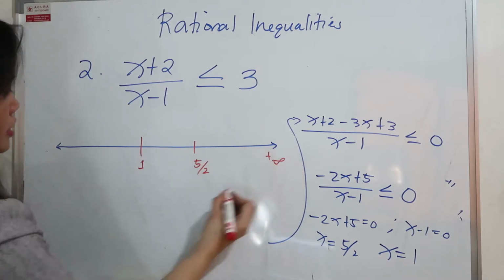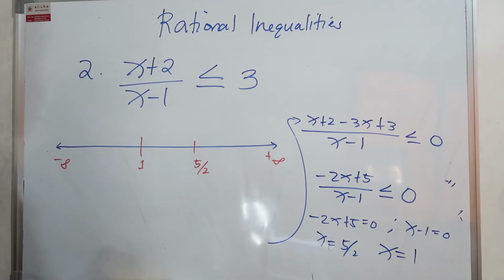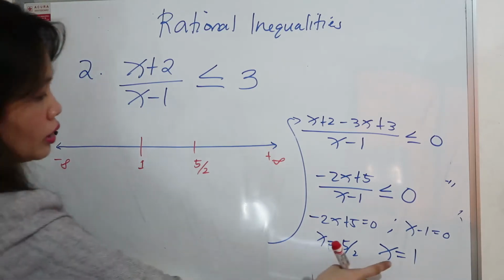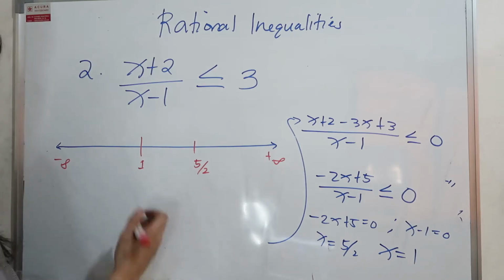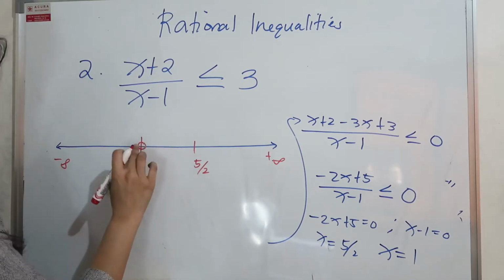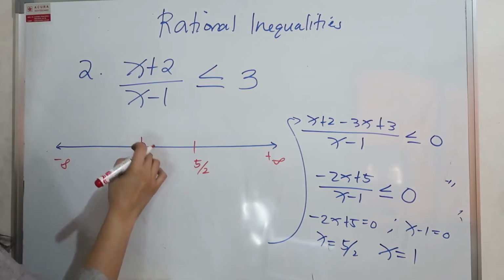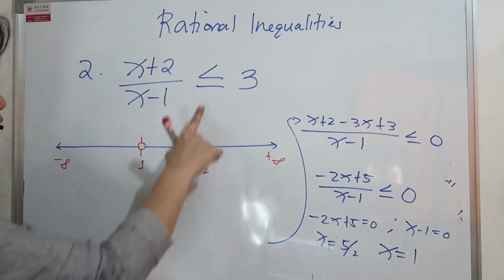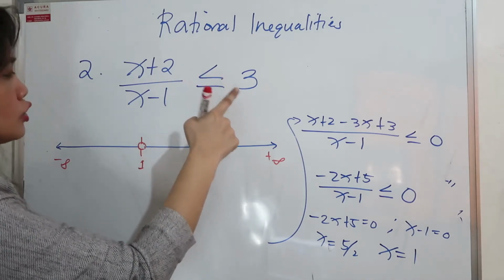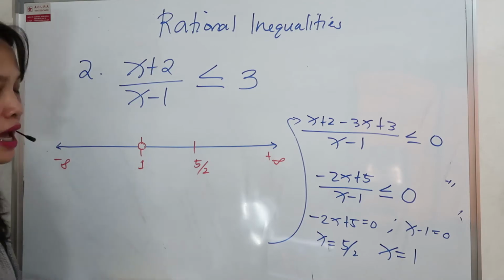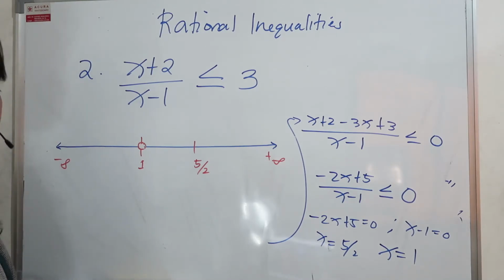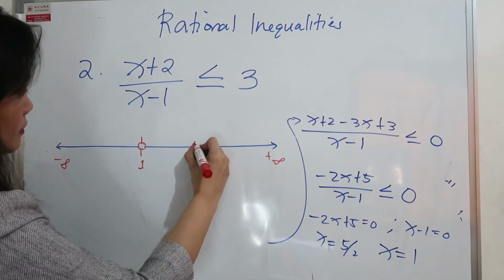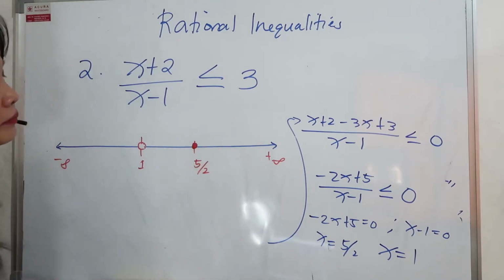So positive infinity, negative infinity. The question is, 1, is it included or not? And then 5 halves. Okay, it's not included, so it should be an open circle. What about 5 halves? Since the given is less than or equal to, do we need to include 5 halves? Yes, 2.5.